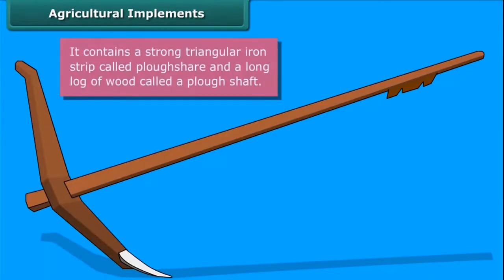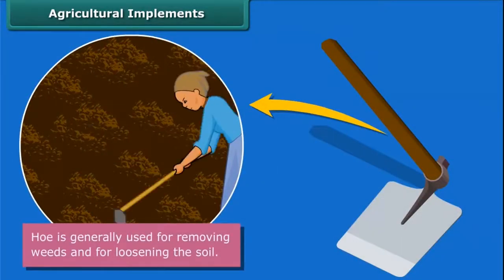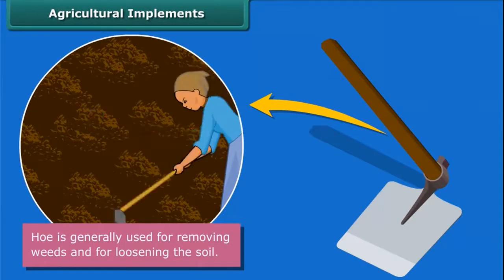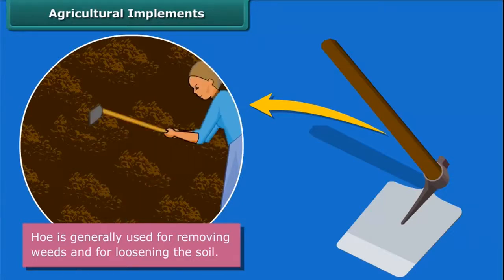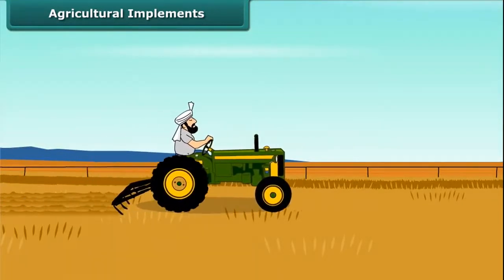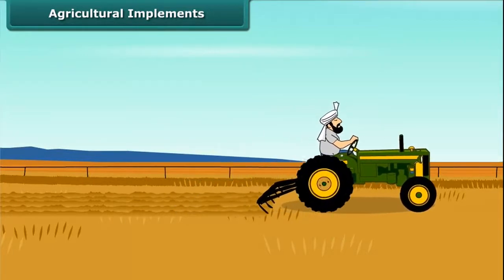It contains a strong triangular iron strip called plowshare, and the main part of the plow is a long log of wood called plow shaft. Another tool used in plowing is a hoe. It is used for removing weeds and for loosening the soil. It has a long rod of wood, and this strong, broad, and bent plate of iron works like a blade. Most of you must have seen tractors in the farms. Nowadays, plowing is done by tractor-driven cultivator, which saves both labor and time.